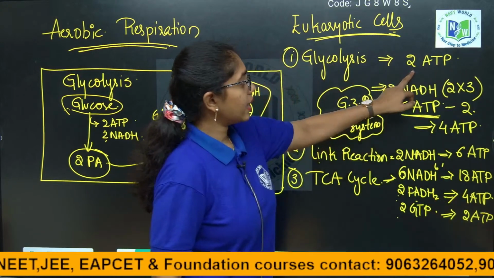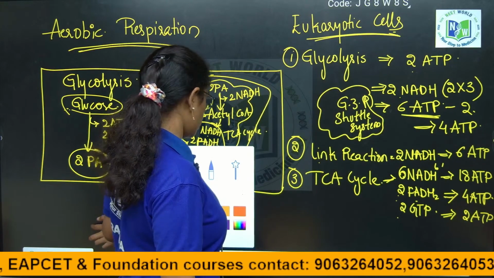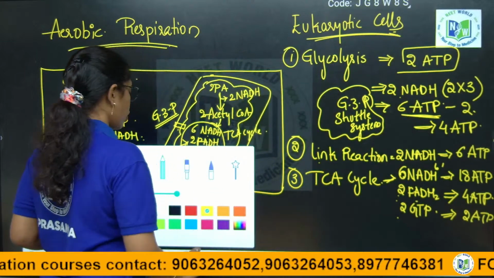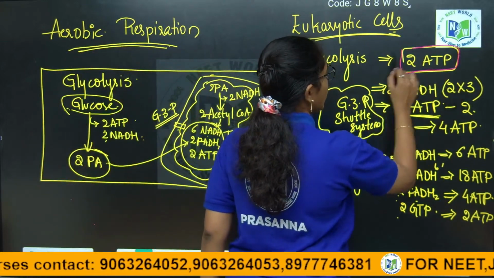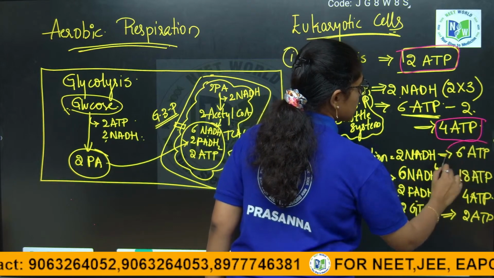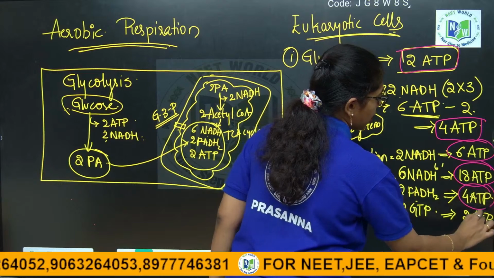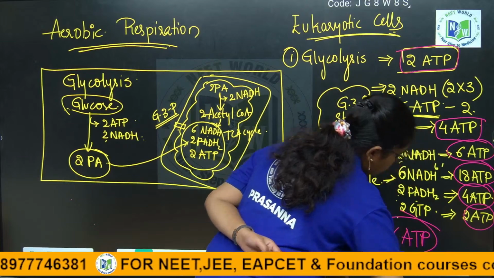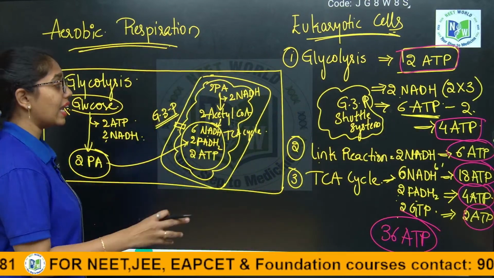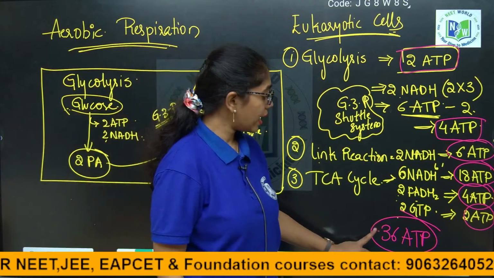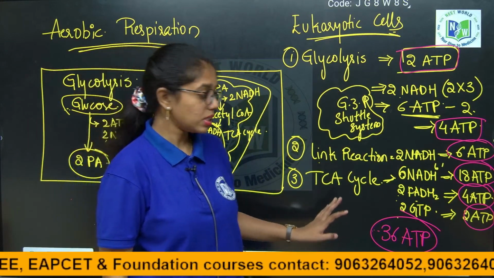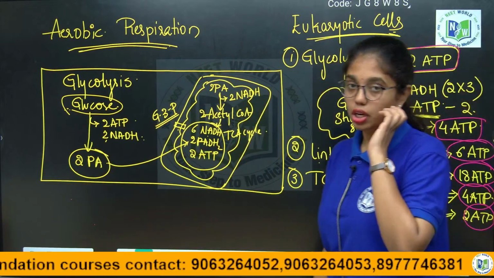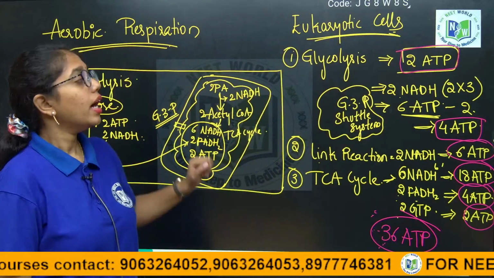Fine. If you calculate the complete ATP molecules formed during aerobic respiration in a eukaryotic cell, it is 2 ATP plus 4 plus 6 plus 18 plus 4 plus 2. In total it is 36 ATP. This much energy is released in a cell, which is called cellular energy, utilized for all the metabolic activities inside the cell. So this energy is released at the end of aerobic respiration. How much energy? 36 ATP in a eukaryotic cell.